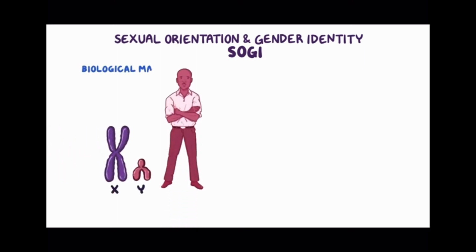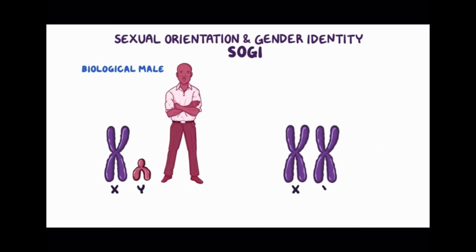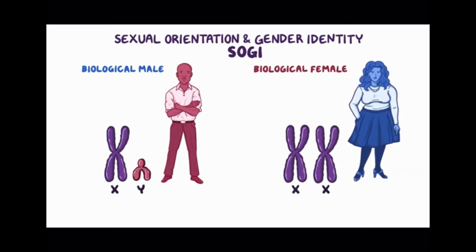In recent years, healthcare centers have started understanding the importance of incorporating sexual orientation and gender identity, or SOGI, in their medical records. Traditionally, one's assigned sex at birth is their biological sex, which depends on their sex chromosomes. If they have a Y chromosome, their biological sex is male. If they have 2 X chromosomes, their biological sex is female. However, things aren't that simple.